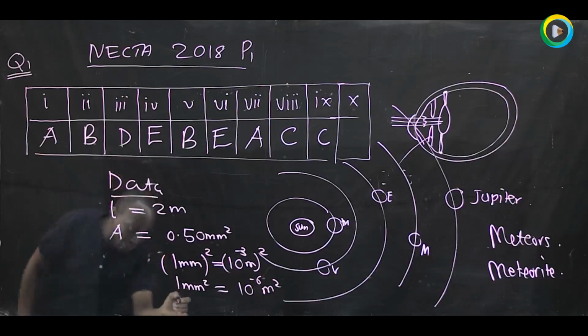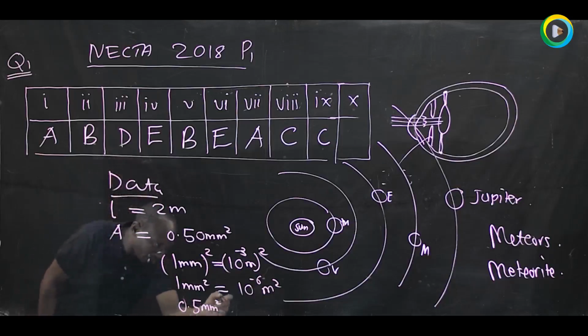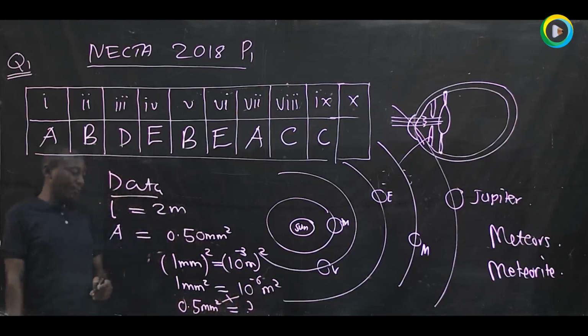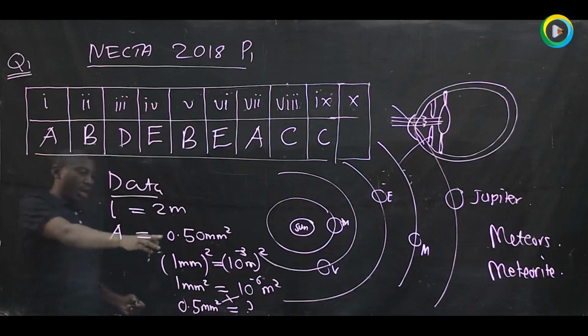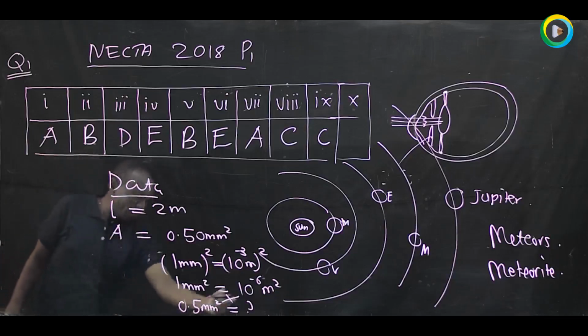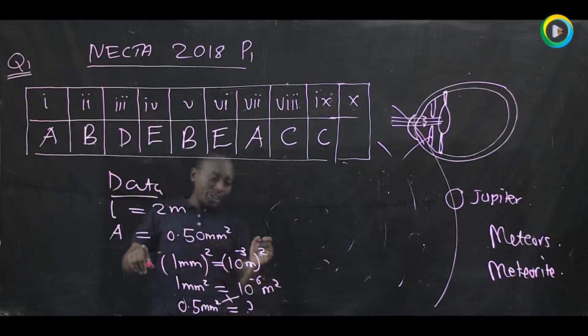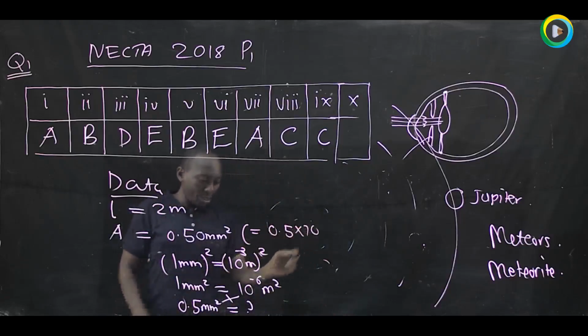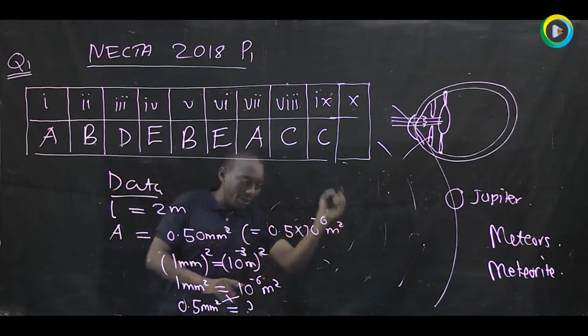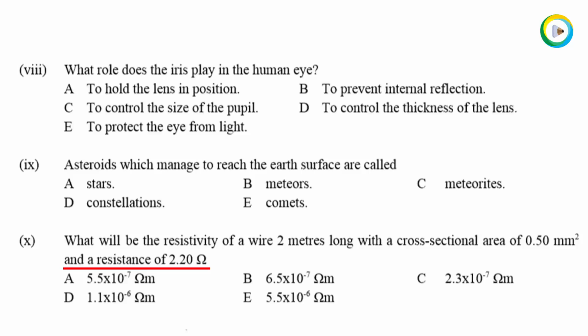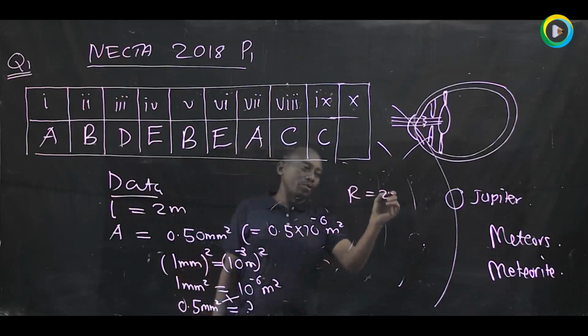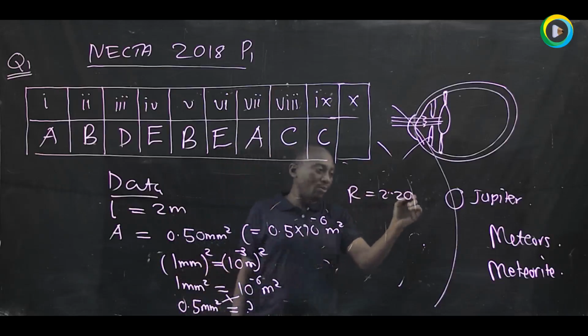We have 0.5 millimeter square. What is this? We cross multiply here. When you cross multiply, our cross-section area here will be 0.5 multiplied by 10 power minus 6. This is a meter square now. And a resistance of 2.2 ohms. The resistance, we have 2.2 ohms.